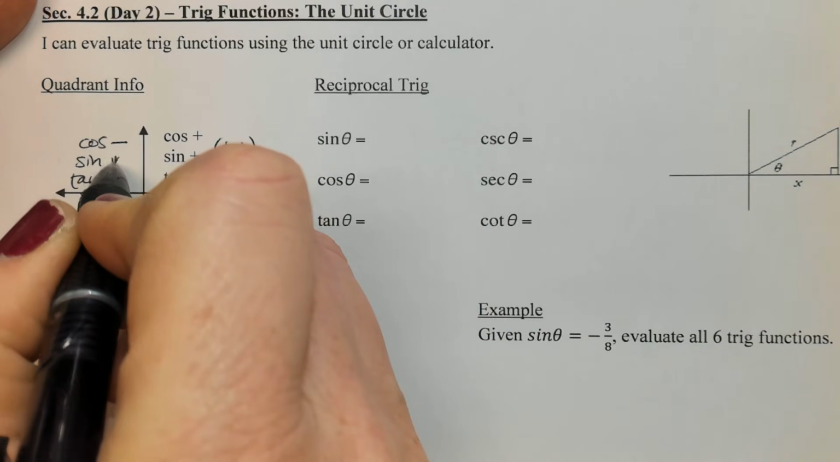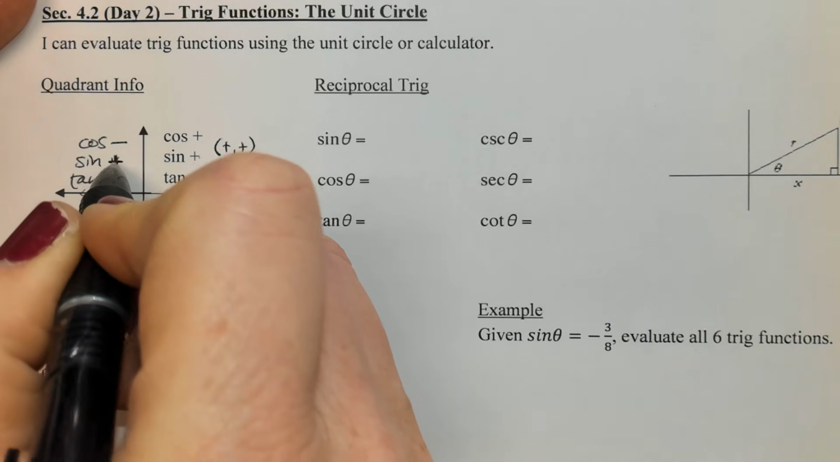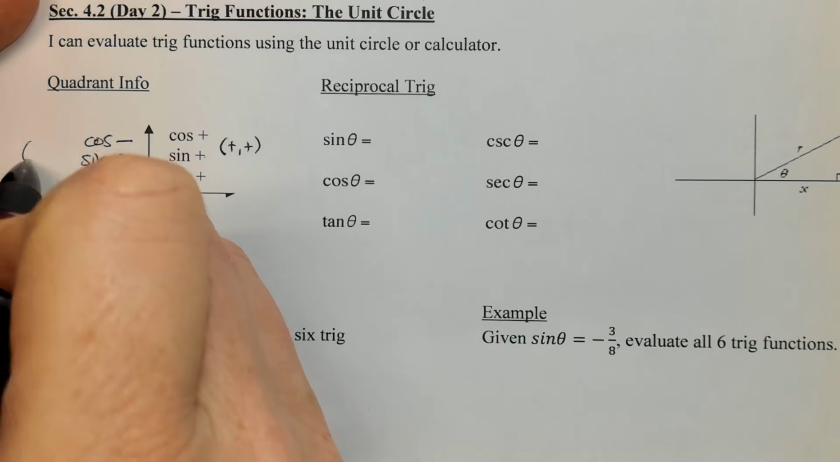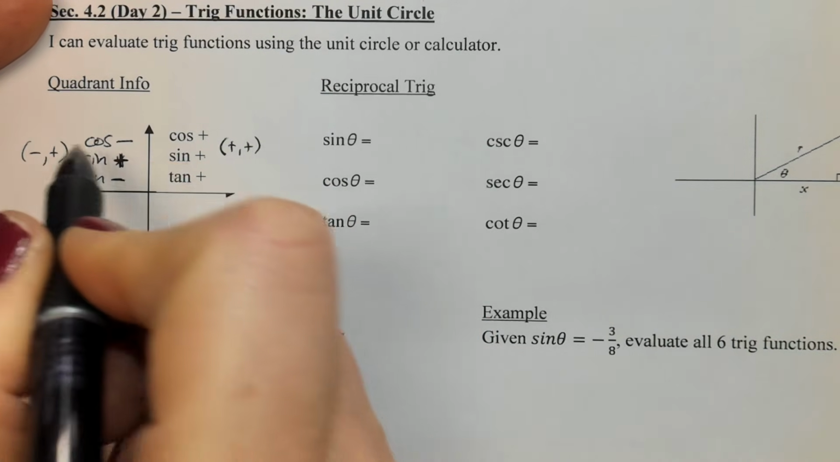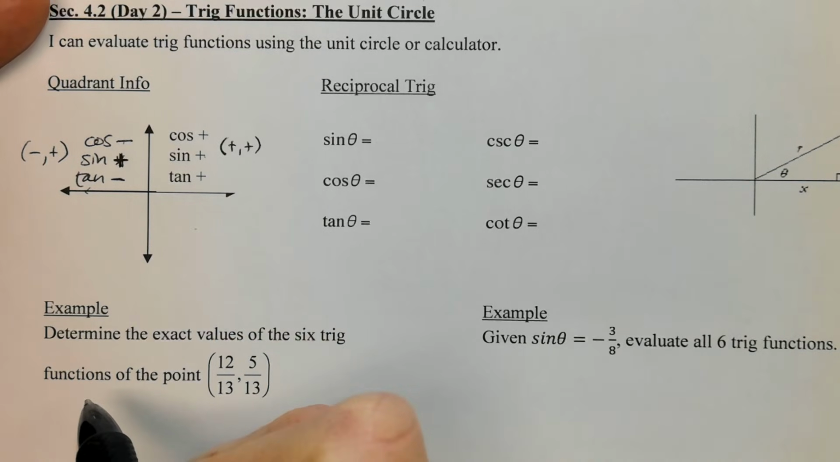Whoa, I wrote an x. That's a positive. A negative and a positive make a negative. And in this quadrant, your points go negative, positive. So that's why your cosine's negative, sine's positive.